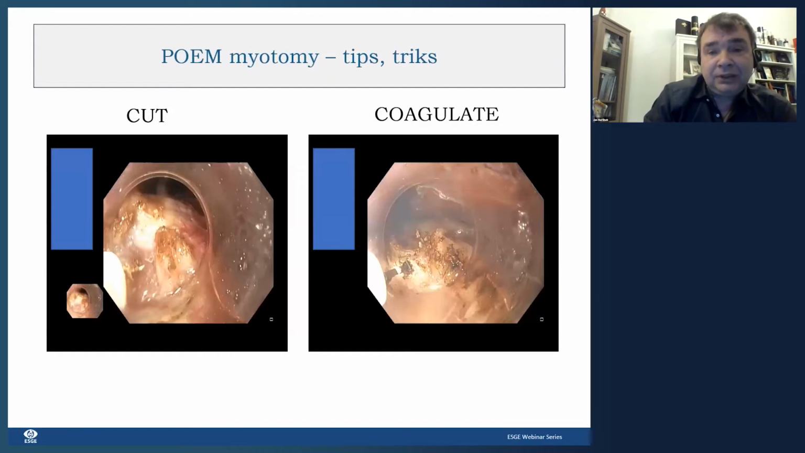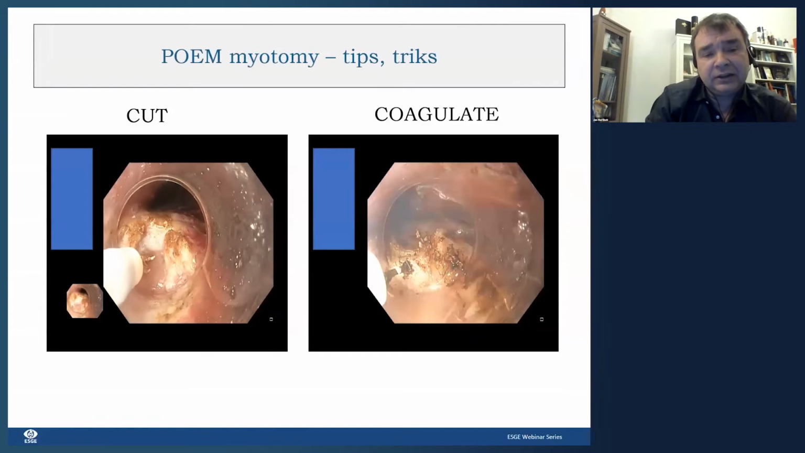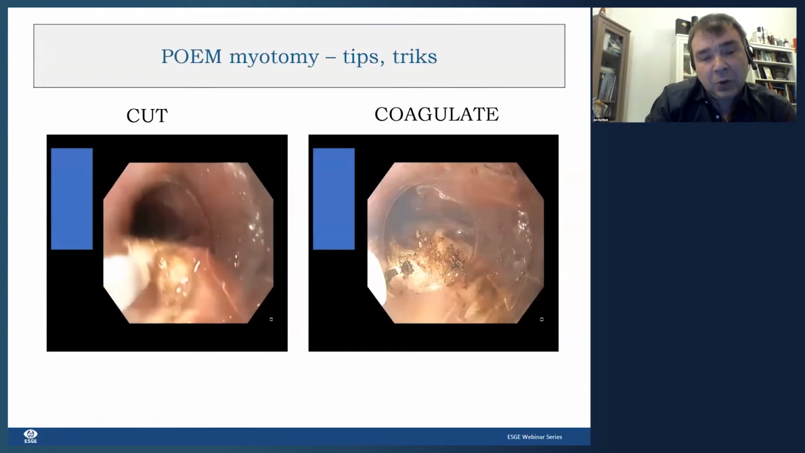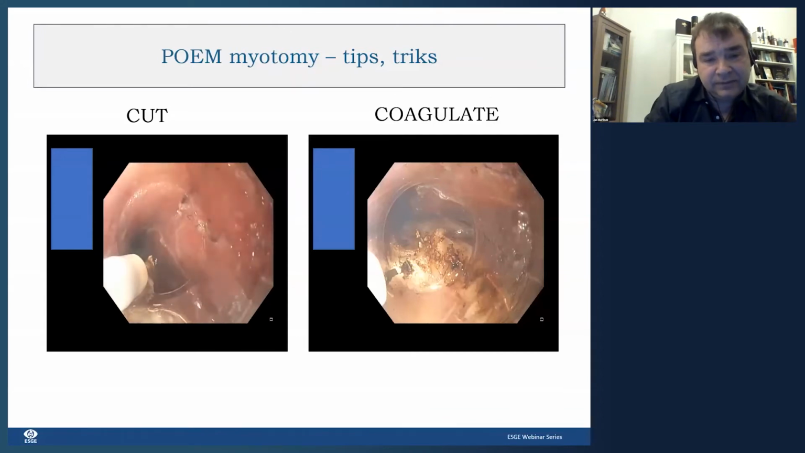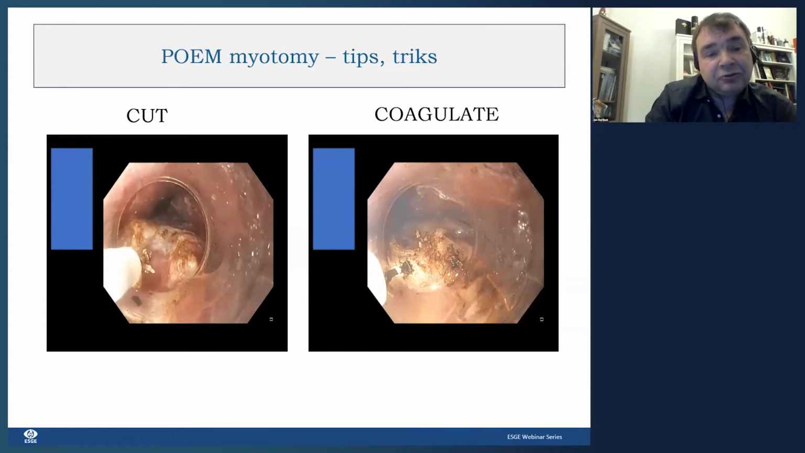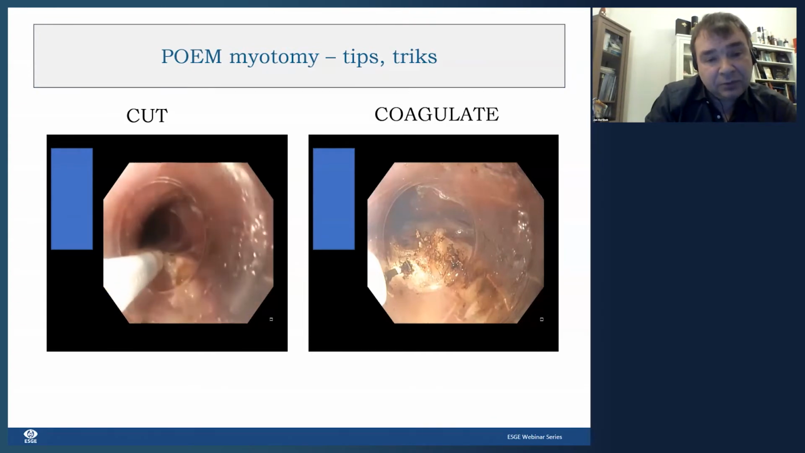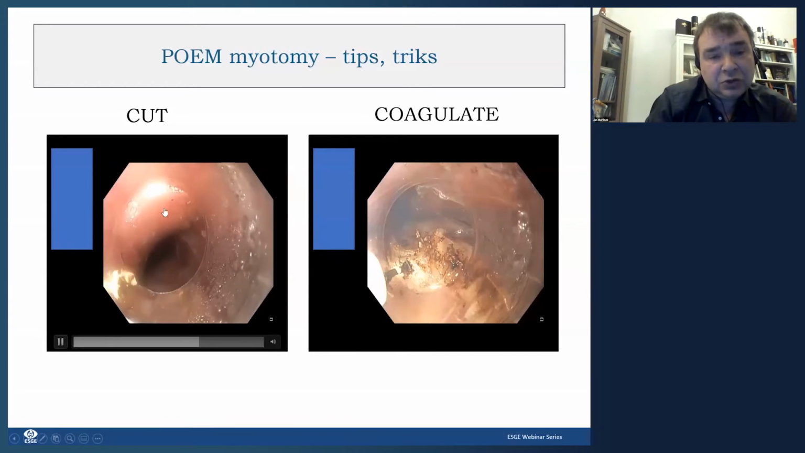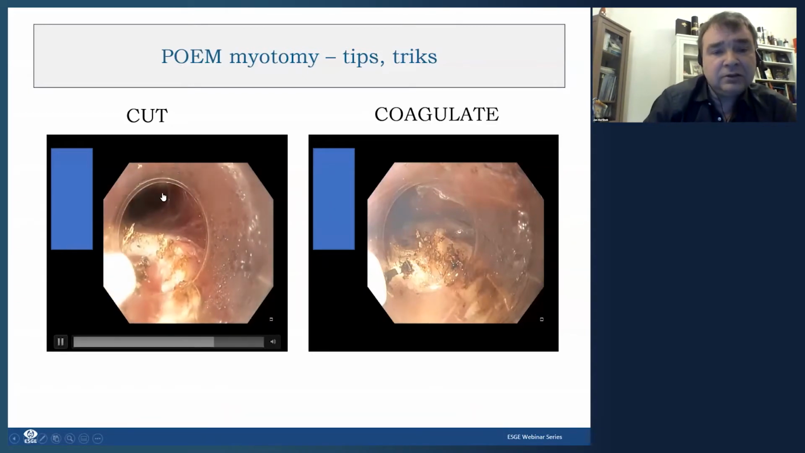Only some tips and tricks. There are two ways to perform myotomy. First is cutting, as you can see here. So I go with a knife beneath the muscle and I cut. This is the technique which I personally prefer and use if possible. You must be careful not to cause injury of the mucosa here.